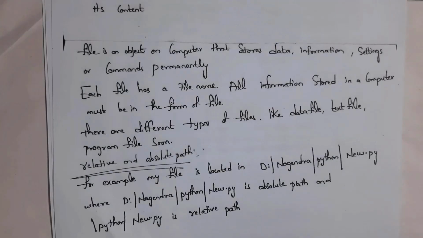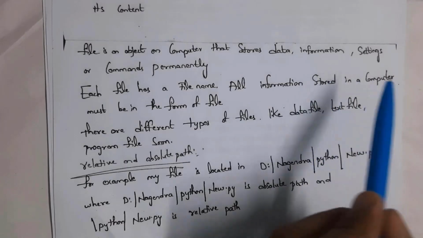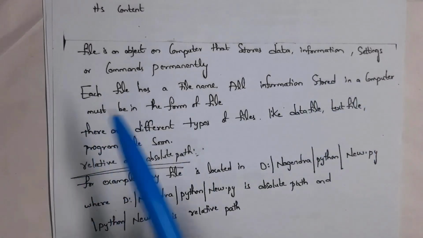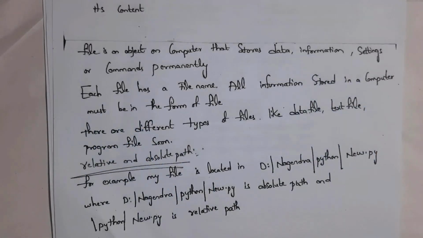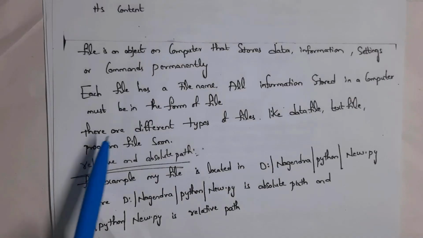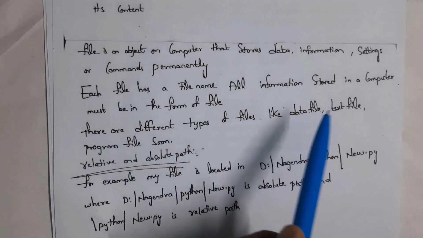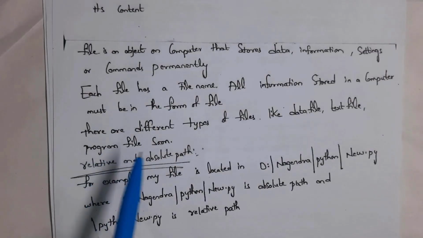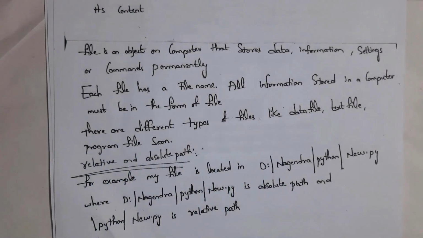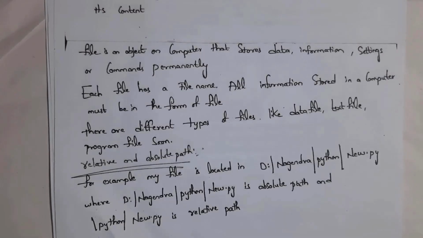And every file contains a file name. All information stored in a computer must be in the form of a file. We will store each and every piece of information in the computer in the form of a file. There are different types of files like data file, text file, program file, and so on. For example, file.txt is a text file, and for example, program.py is a Python file, and so on.